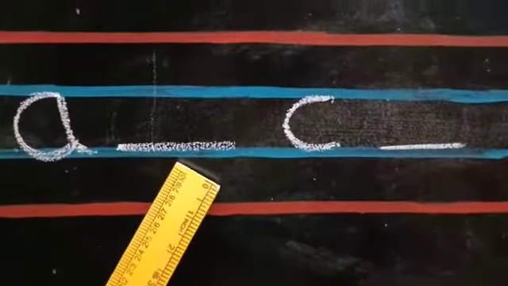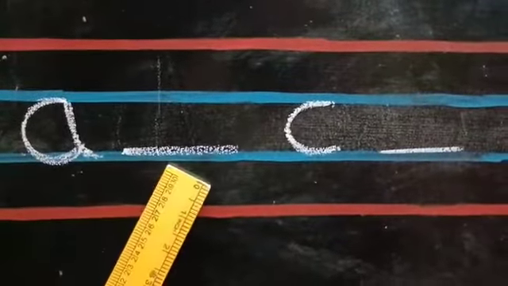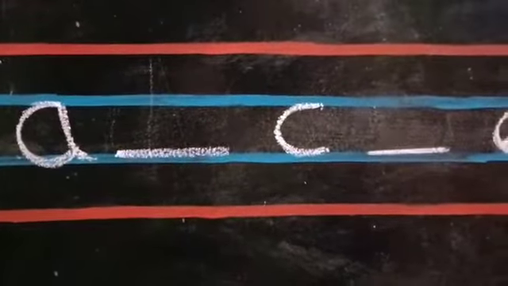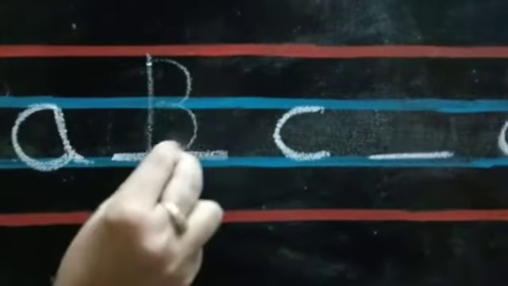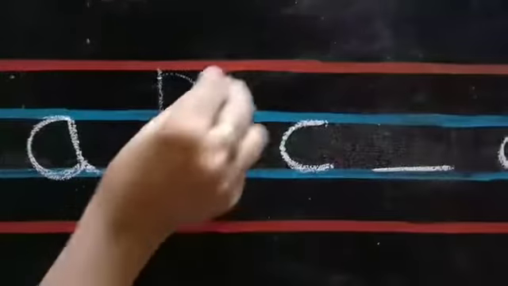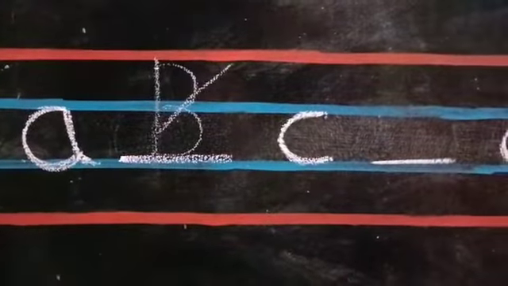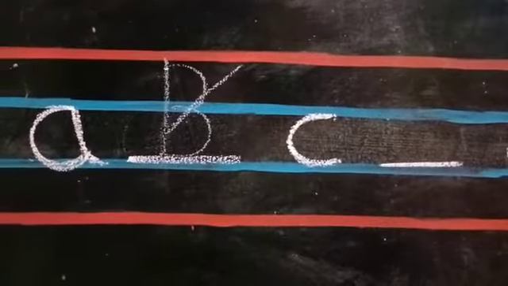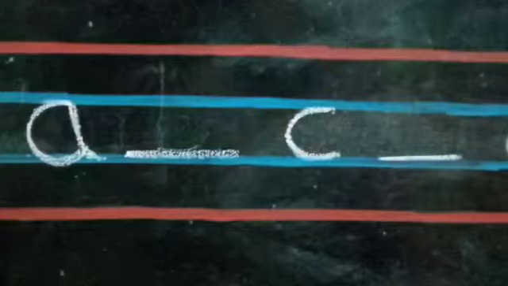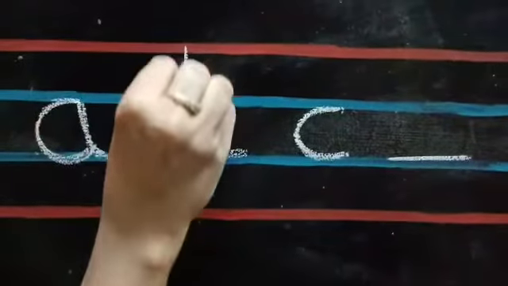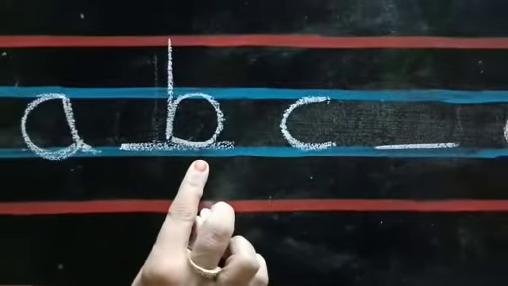What letter is missing here, children? After A, what letter we should write? B. Shall I write B? No, wrong. Here small A is there, so we should write only small letter. Small letter B. This is correct.